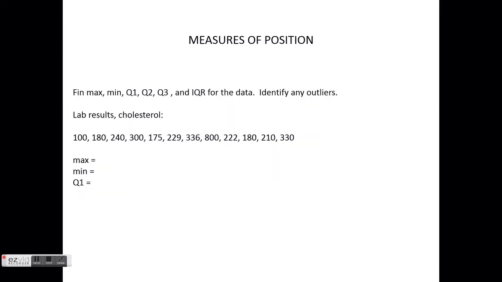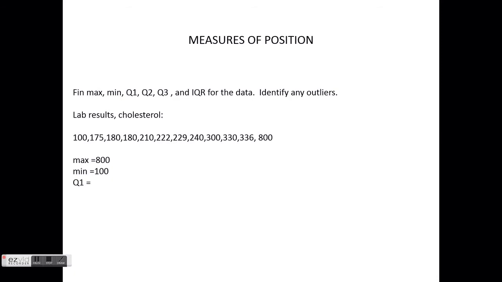All right, another example. Here we're going to look for outliers. So we have the data, and I've ordered it from low to high. Look at those numbers for a second. These are cholesterol levels for a sample of people. One of the numbers should jump out as being funny.